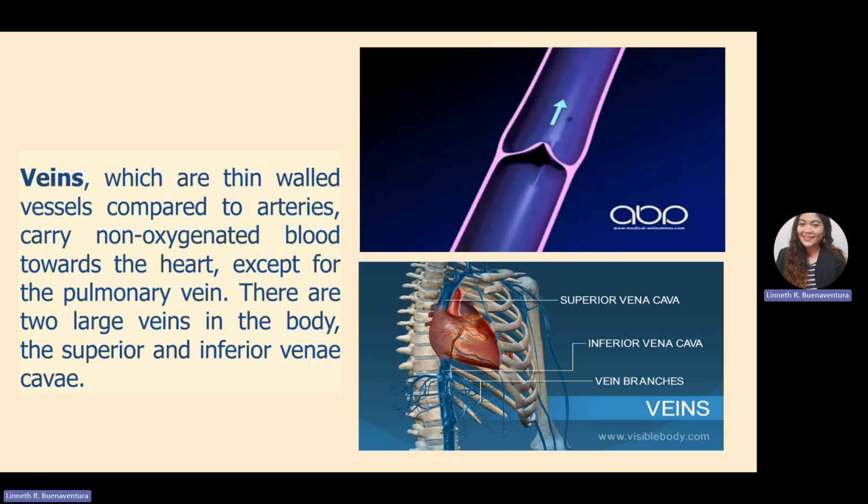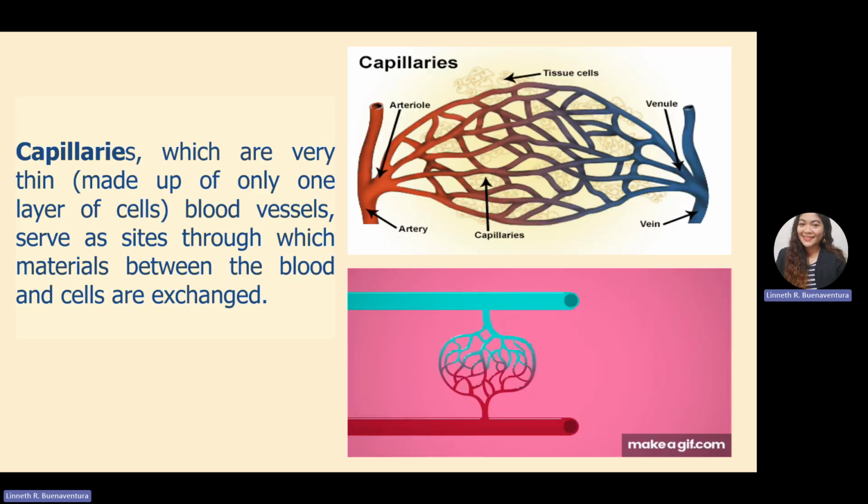So they are responsible for transporting blood to the right atrium. And then lastly is the capillary, which is very thin, only made up of one layer of cells, the endothelial cells. The blood vessels serve as the site of diffusion of materials between blood and cells for exchange. So this is capillaries. They are like a network of small blood vessels.